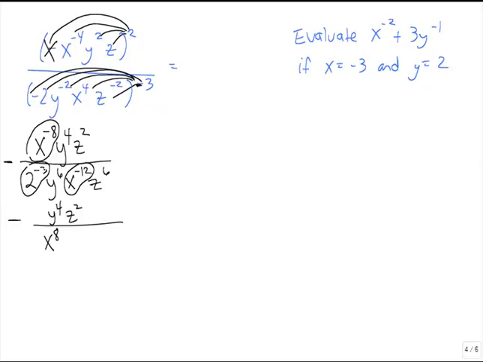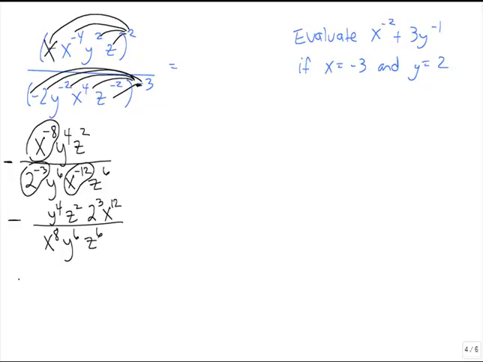The 2 to the negative 3 flips up to the numerator and becomes 2 to the positive 3. The y to the 6th stays in the bottom, and the x to the negative 12 flips up to the top and becomes positive, and finally the z to the 6th stays in the denominator. So all of our negative powers are gone.